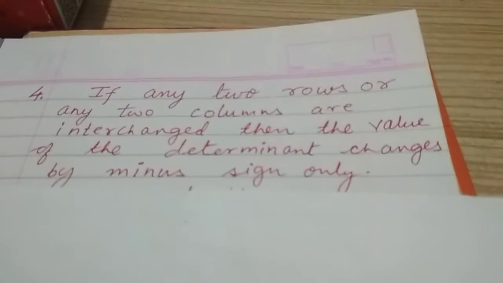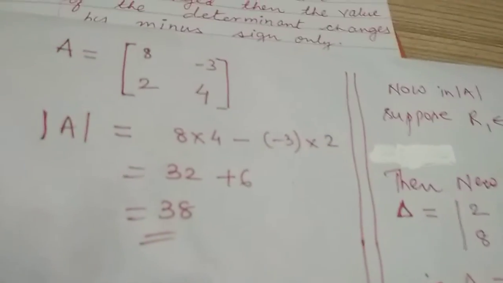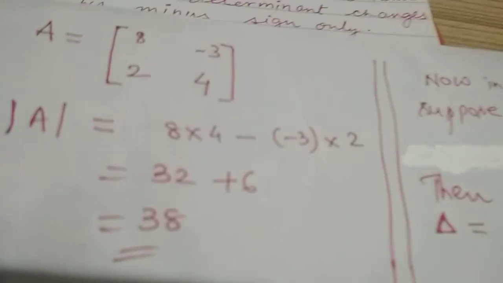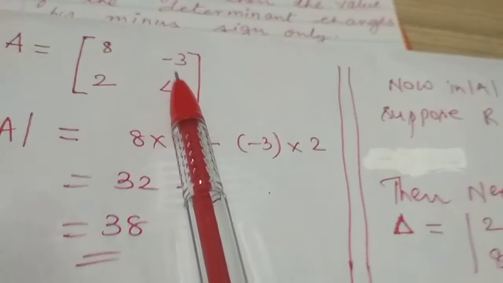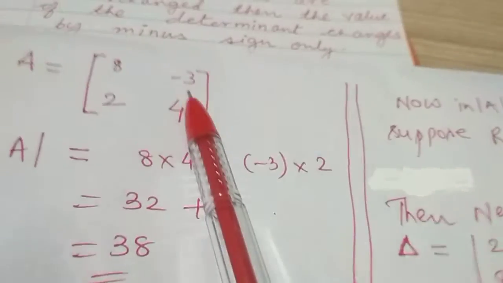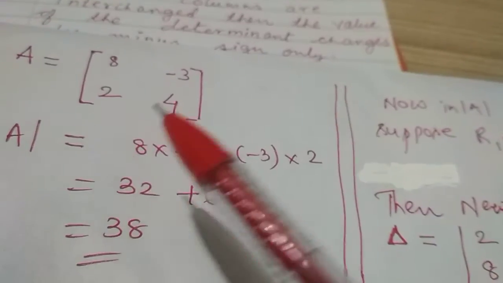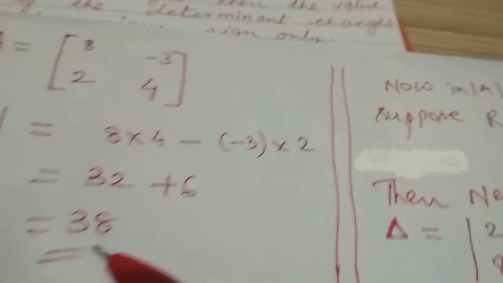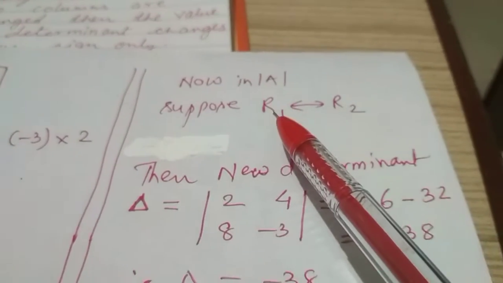So let us take an example. Suppose there is a 2 by 2 matrix. Its determinant is what? Suppose its matrix is 8, minus 3, 2, 4. Then its value of the determinant is 38. You can easily see it: 8 4s are 32, minus 3 2s are minus 6, and this sign is always, you know how to calculate the small 2 by 2 determinant. It's very easy to calculate. 32 plus 6, 38.